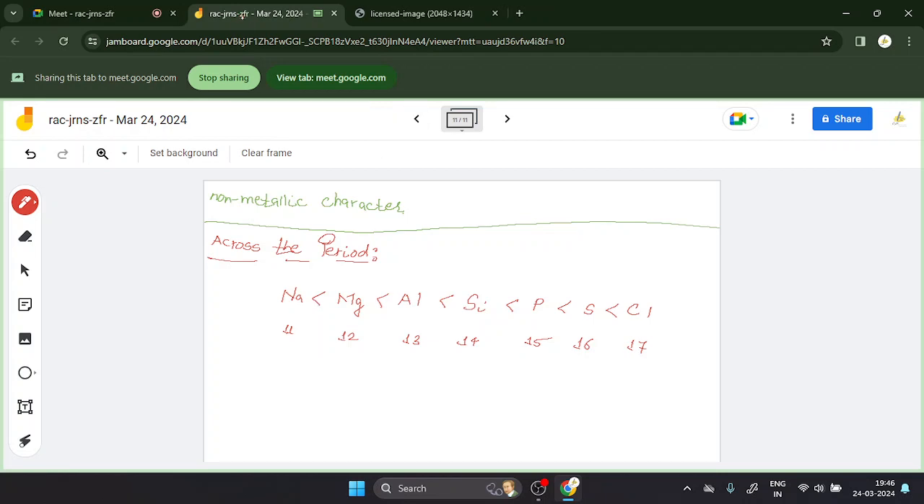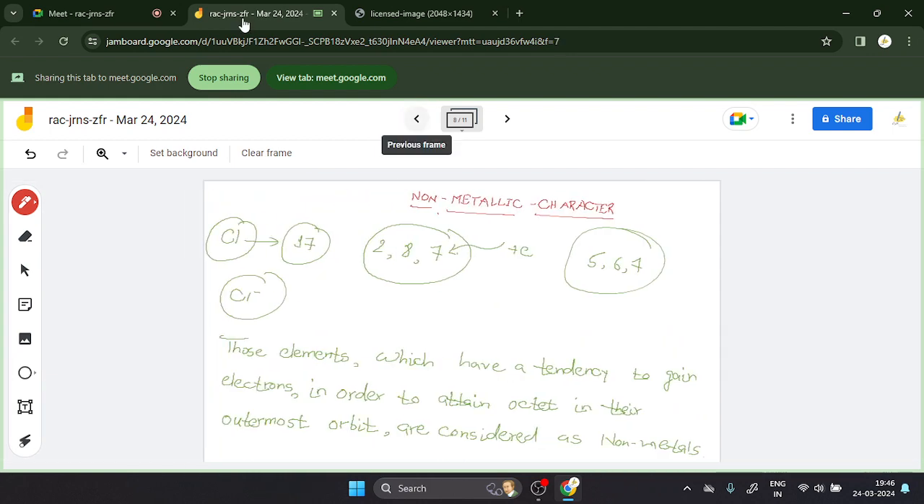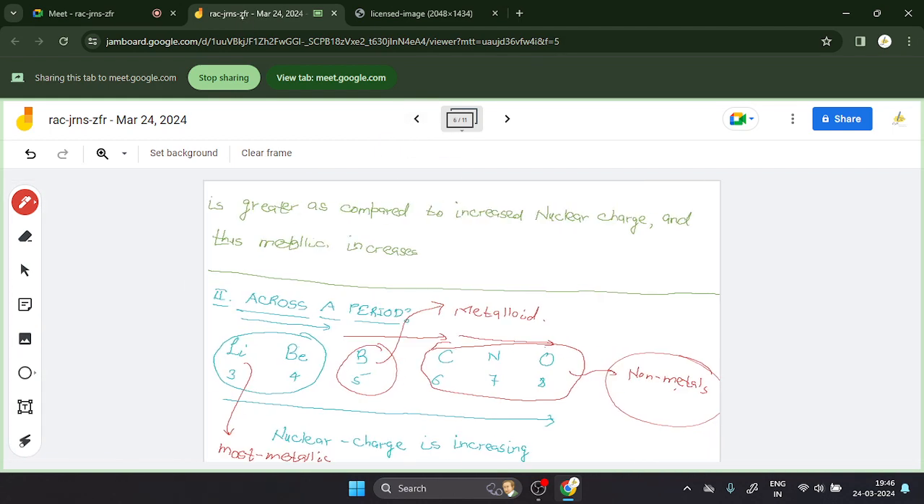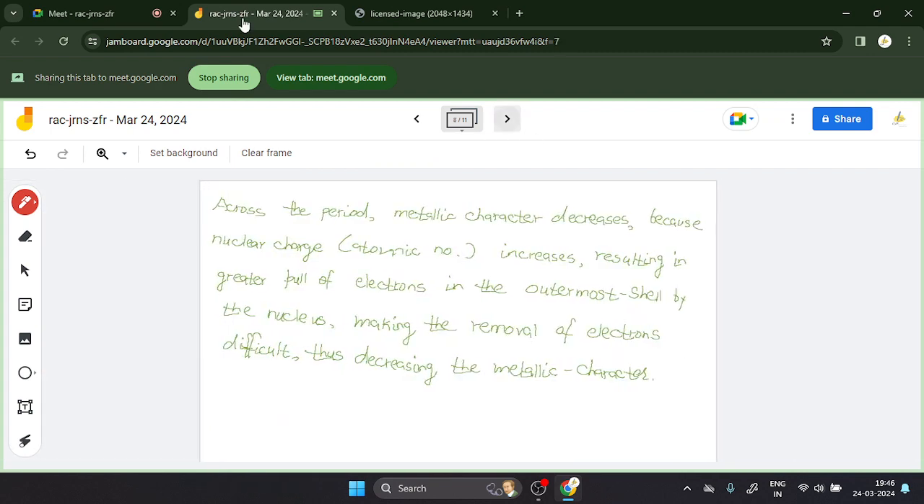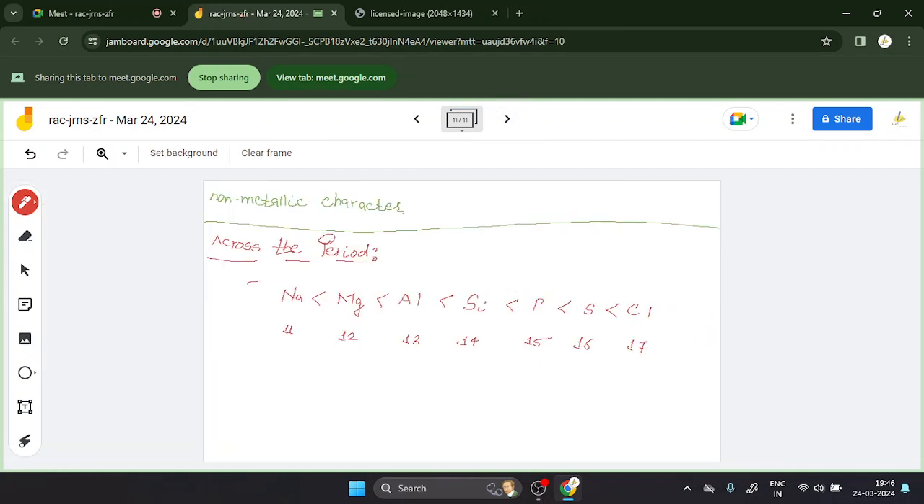Earlier, if you look here in the previous table when we were talking about the metallic character, sodium used to have the highest metallic character, right? So this is how it goes. Clear?